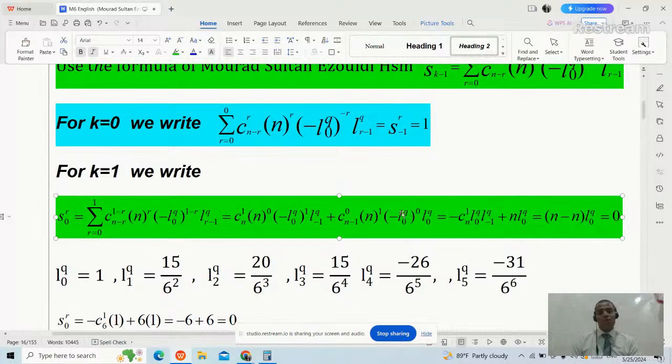This is S0 of order R, learners. Of any polynomial it has to be equal to 0, because this is the discriminant formula of Mourad Sultan Ezouidi, by convention. That in fact is a 0 here.